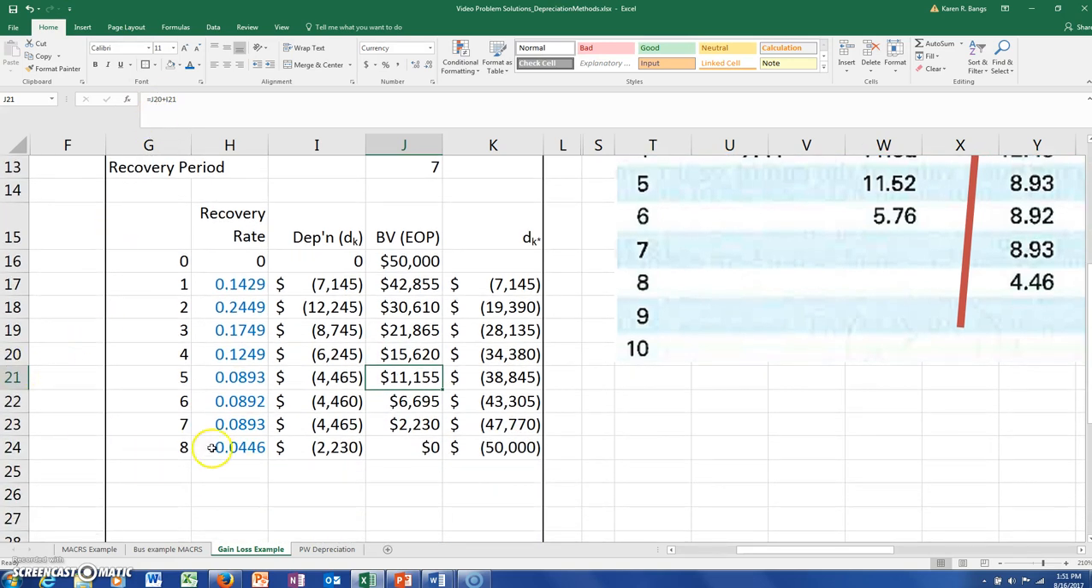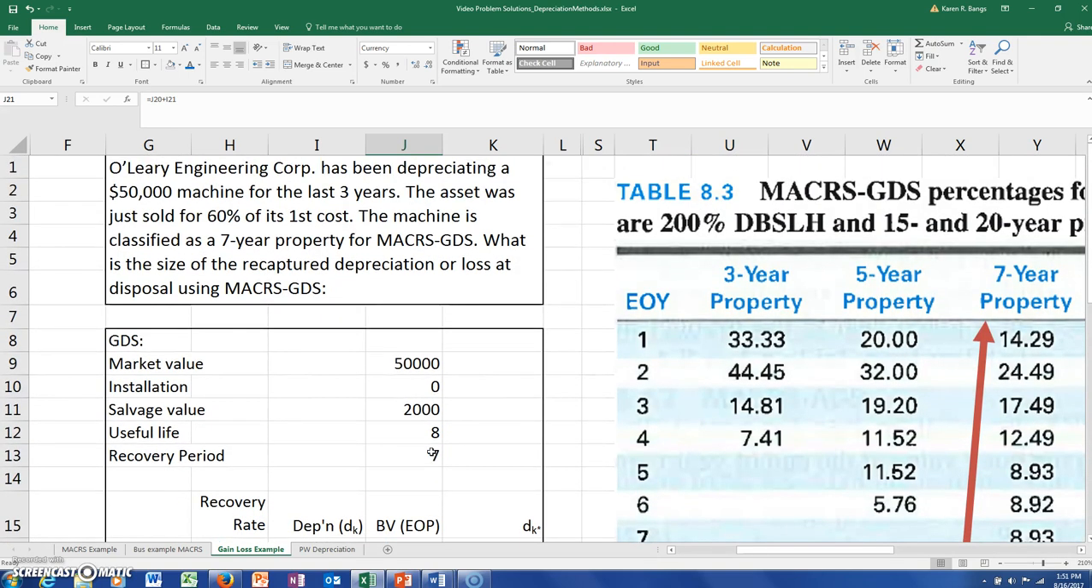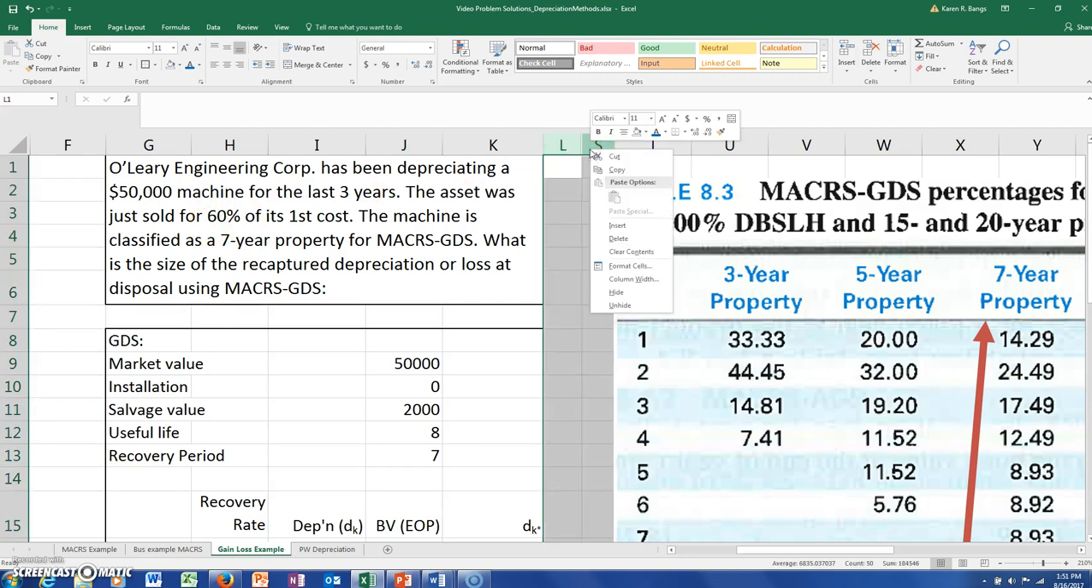But we see that we have a book value of 0 at the end of year 8, which is what would be expected given the 7-year life. But we don't keep it for that whole time. We actually sell the asset at the end of 3 years. And we sell it for 60% of $50,000. We sell it for $30,000. So how do we handle that as far as our books go?